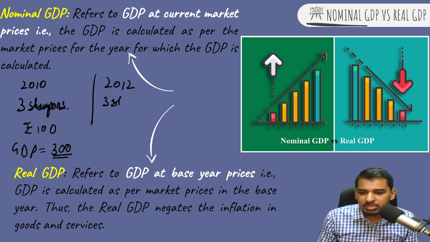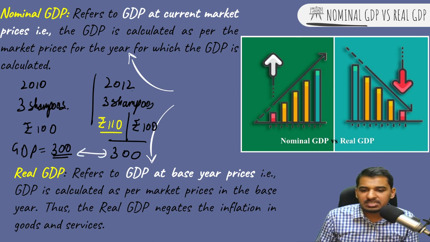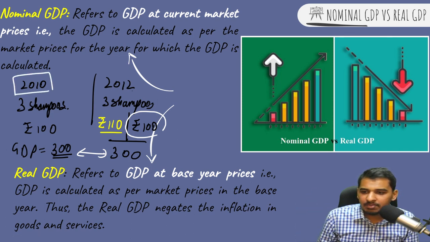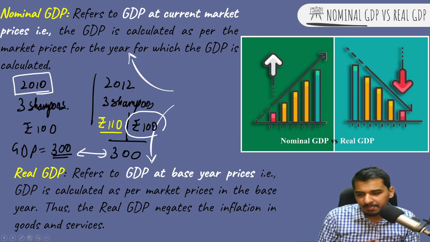Now come to 2012. If only 3 shampoos are getting produced, even though their rate is rupees 110 in 2012, for calculating GDP we will take them as rupees 100. So again, the real GDP in 2012 was 300 only. We have adjusted for inflation because we have taken the prices at the base year, and the base year is decided by the government. There's no fixed definition of which year to choose as base year; it is decided by the government.